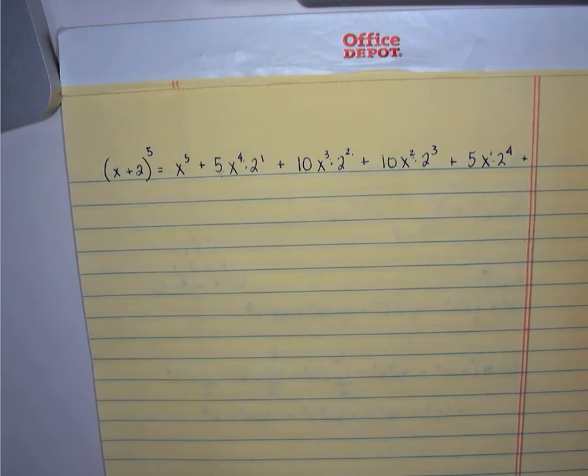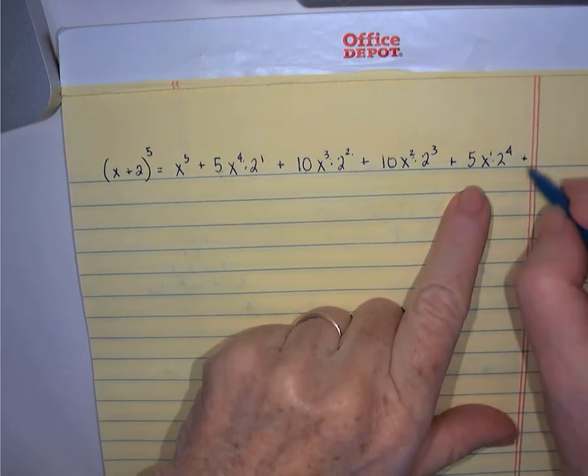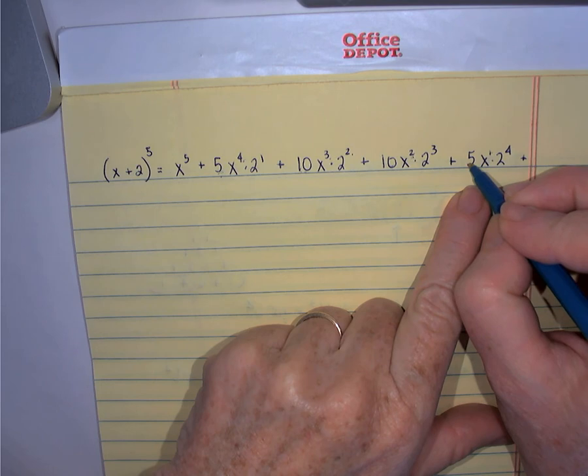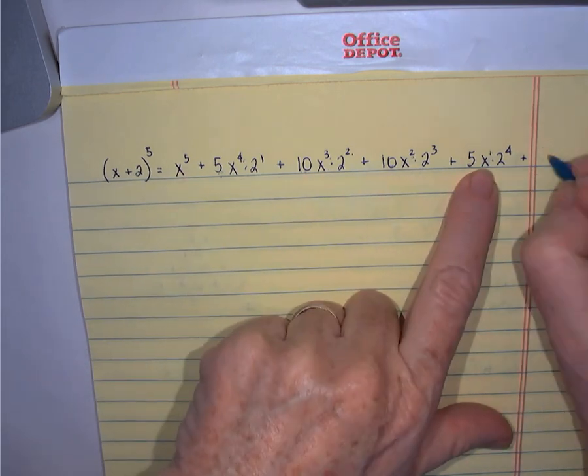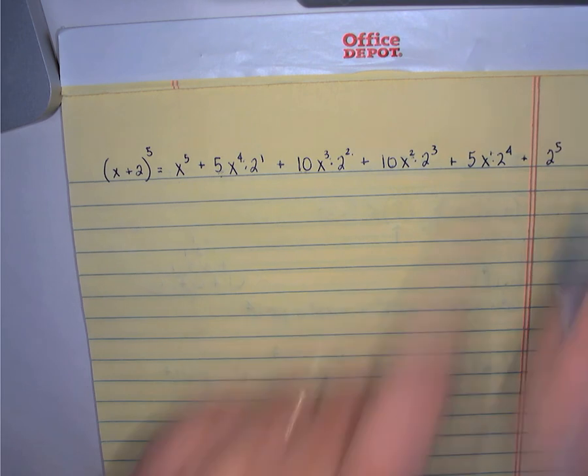And for my last term, I know I'm going to have x to the 0. And in fact, it'll always work out. 1 times 5 is 5, but I'd divide that by 1, 2, 3, 4, 5. So I'm just left with 2 to the fifth.